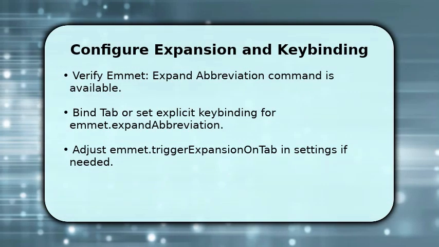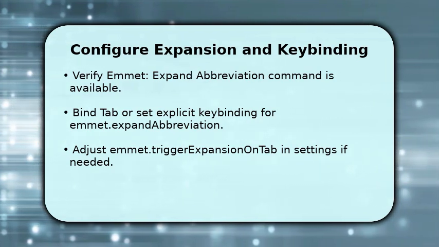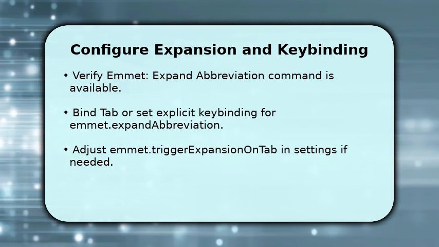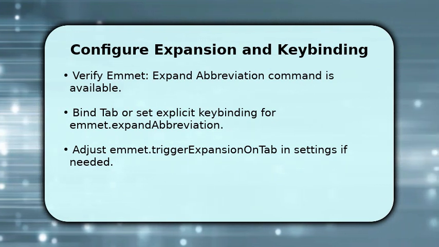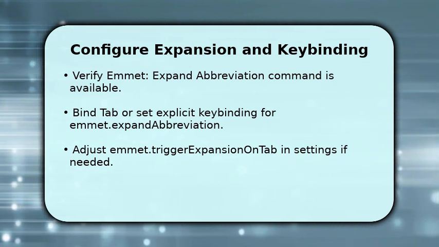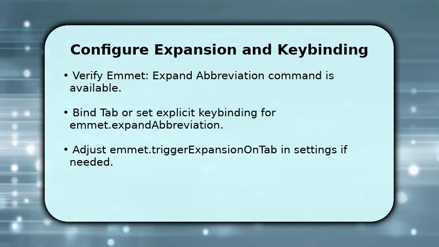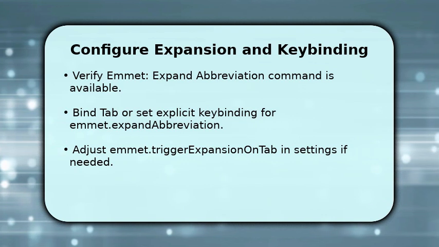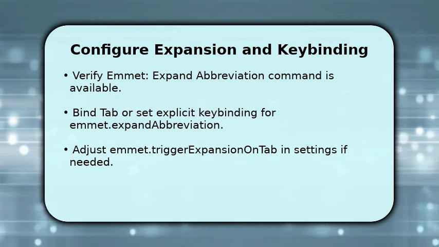Next, configure how you trigger expansion so usage is consistent. Open keyboard shortcuts and ensure Emmet.Expand abbreviation exists and is bound to tab or another comfortable key. If tab already has conflicts, assign a dedicated shortcut. Then check Emmet.Trigger expansion on tab, set it true when you prefer tab expansion for standard snippets and Emmet together. You do this because VS Code can prioritize other completions. Explicit bindings and trigger flags force Emmet to run when you expect it to, reducing ambiguity.